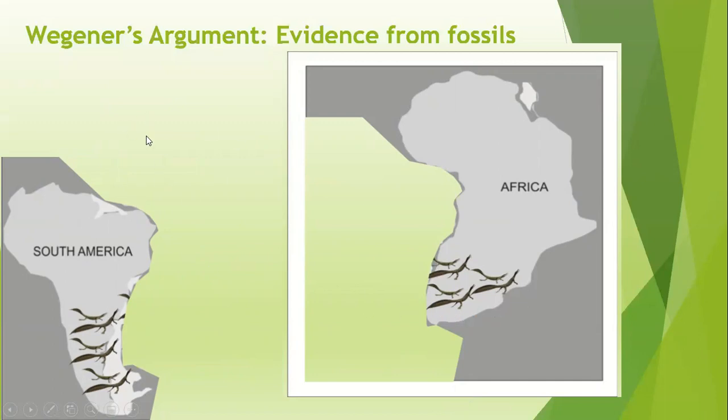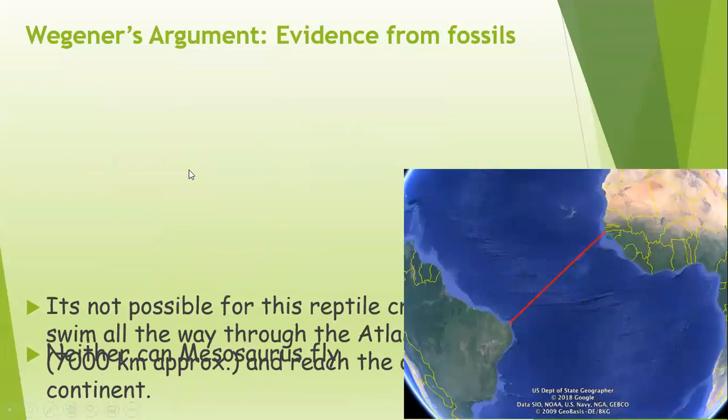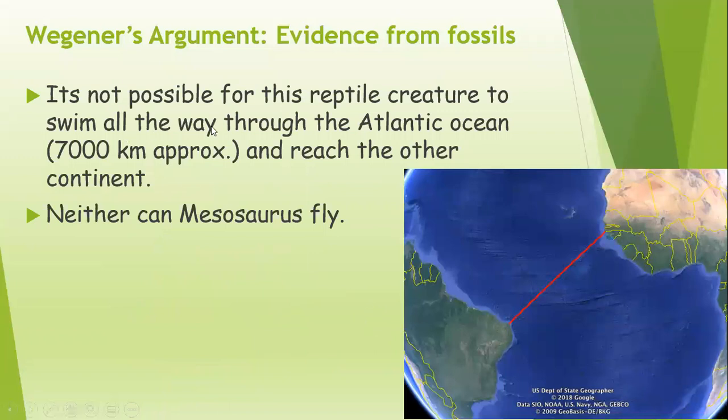Now, Wagner wanted to continue his argument. He said that it is not possible for this reptile called Mesosaurus to swim all the way from this continent Africa, all the way 7,000 kilometers, to the other continent, South America. It cannot even fly this big distance.